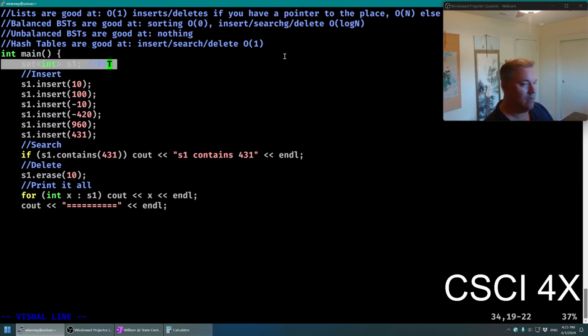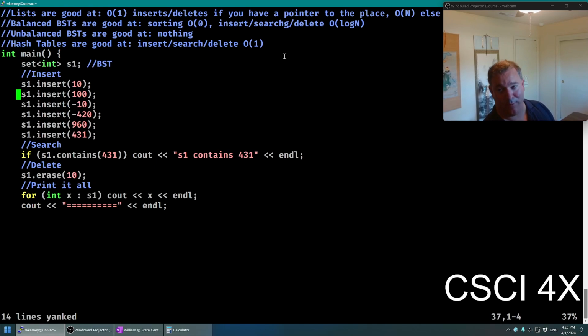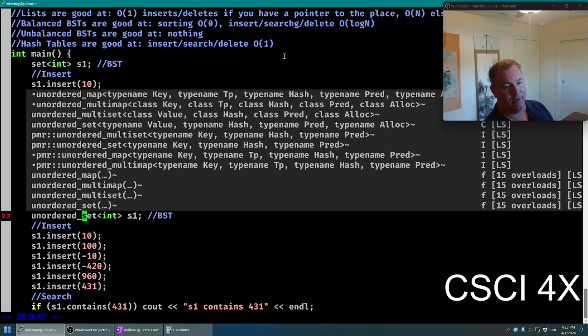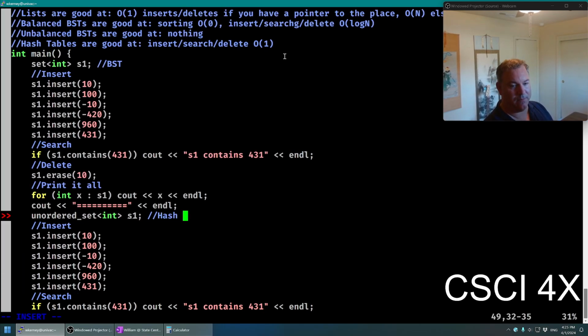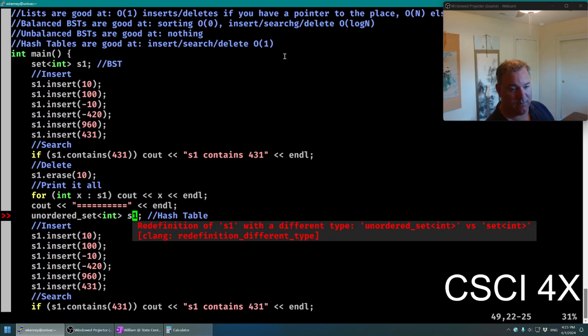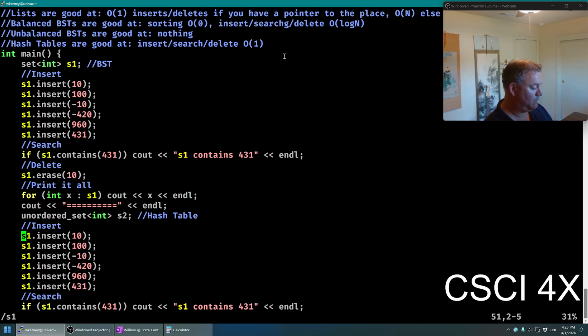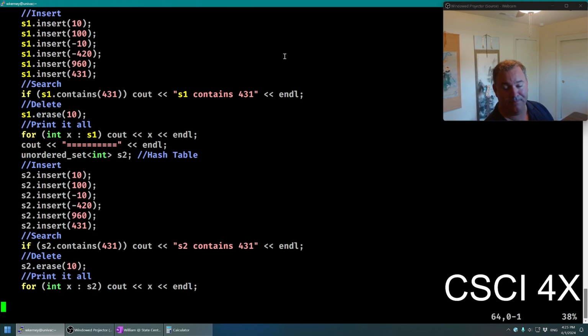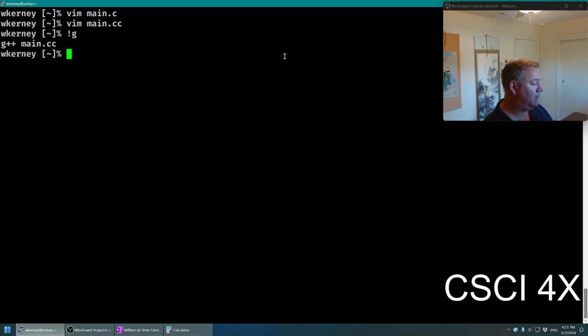Now, hash tables. We're not going over how to make them today. We'll just go over how to use them today. Okay. And make an unordered set. And this guy, instead of being called s1, is going to be called s2. Why not? Okay. And there we go. So if we look at the code here, printing is basically always order n. And this is actually kind of an important thing.